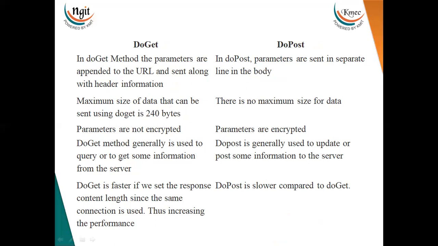The doGet method is generally used to query or get some information from the server, but doPost is used to update or post some information to the server. That is one more difference between doGet and doPost. DoGet is faster because the memory size is restricted, it is not encrypting data, and the content length is also restricted. Whereas with doPost, there is no restriction on size, the data has to be encrypted, and the data is sent in a separate format. So for all these operations, it will be a little slower compared to doGet. These are all the differences between doGet and doPost.